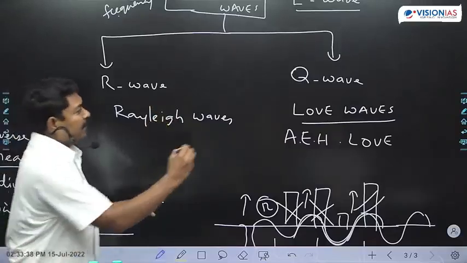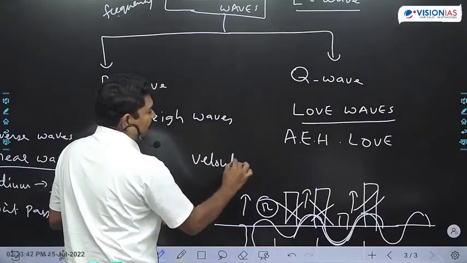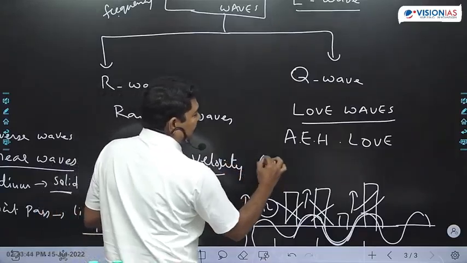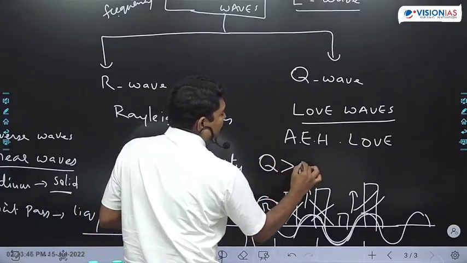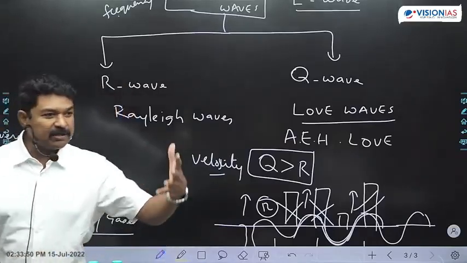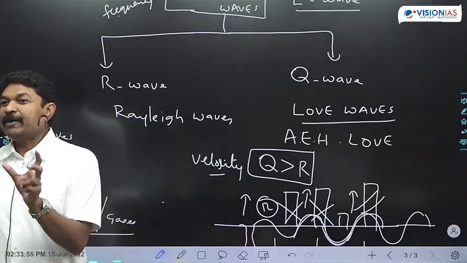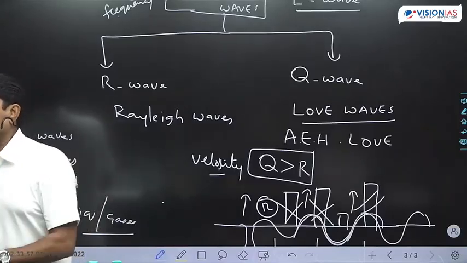These love waves have more frequency than the R wave. Meaning what? Which wave has more velocity? In terms of velocity, Q waves have more than the R waves. What do you mean by velocity? Nothing but the fast propagation. What is the velocity? Anywhere between 2 to 3 kilometers per second.